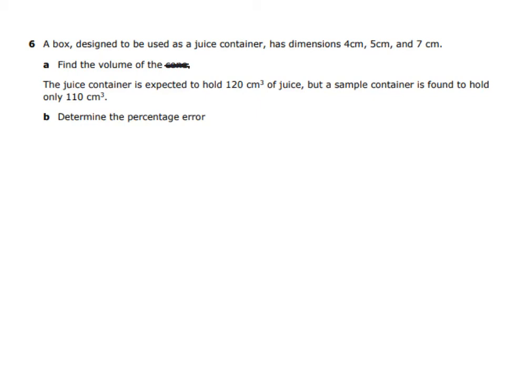Let's change that to the volume of the, I'm going to call it the cuboid, because by the dimensions we're given here, we're going to assume that it's a cuboid. Okay, so to find that volume, we're just going to take the length times the width times the height. So that would be 4 by 5 by 7.